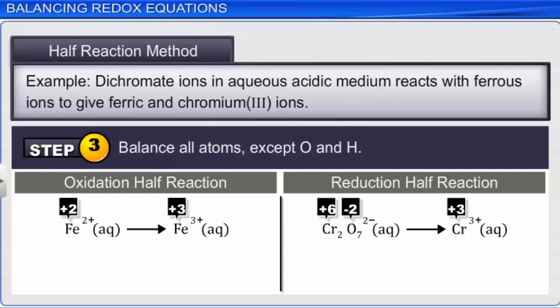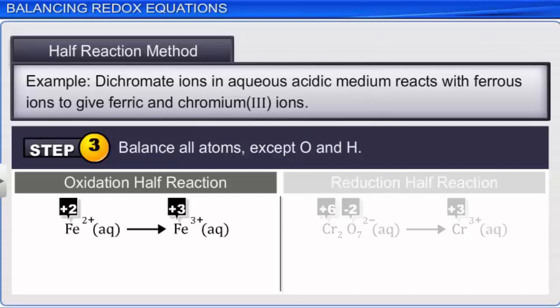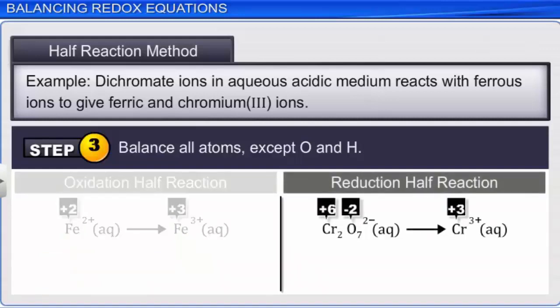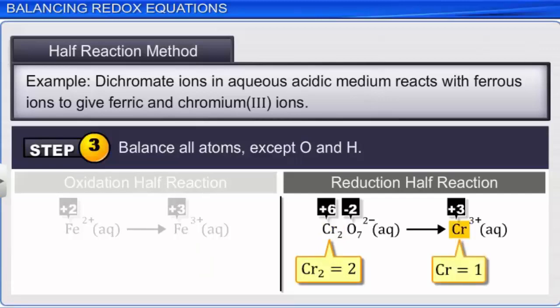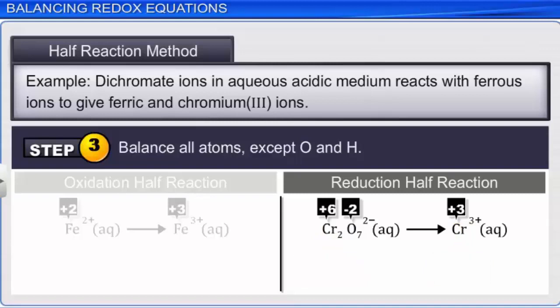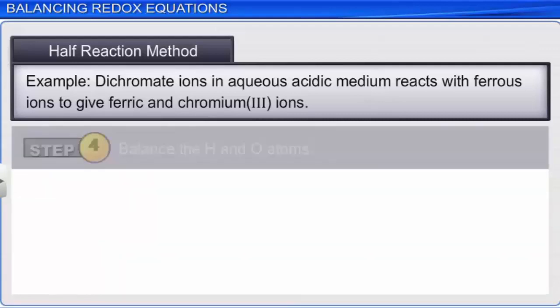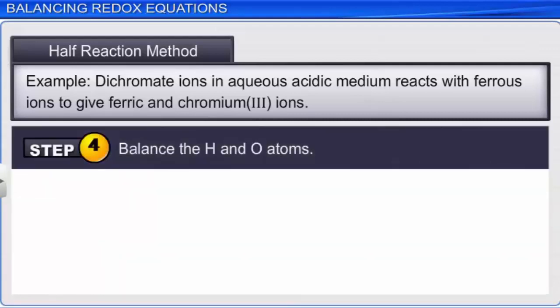In this example, the oxidation half reaction is already balanced since the numbers of iron atoms are equal on either side of the equation. In the reduction half reaction, there are 2 chromium atoms on the left-hand side and only 1 on the right-hand side. So, we'll multiply Cr3 plus by 2 to get 2 chromium atoms on the right side too. Now in the fourth step, balance the H and O atoms.